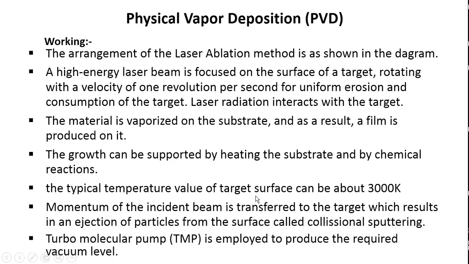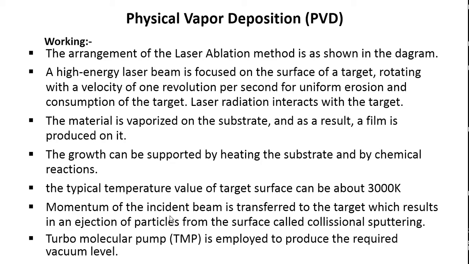The typical temperature value of the target surface can be about 3000 Kelvin. That is the typical temperature at the target surface, and it is produced by focusing the laser beam upon the target. The momentum of the incident beam is transferred to the target. The momentum means the energy. The laser energy is transferred to the target, which results in an ejection of particles from the surface. From the target surface, the particles or ions are dissociated, and they will form a plume.